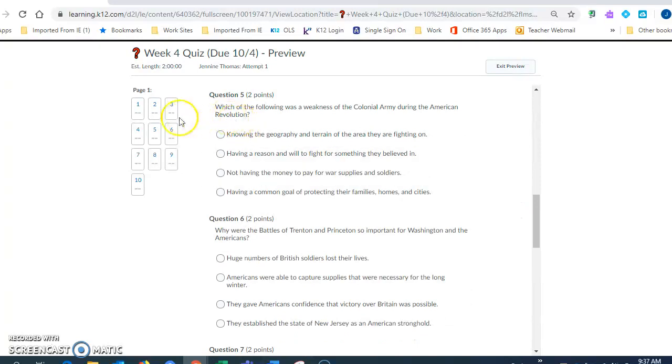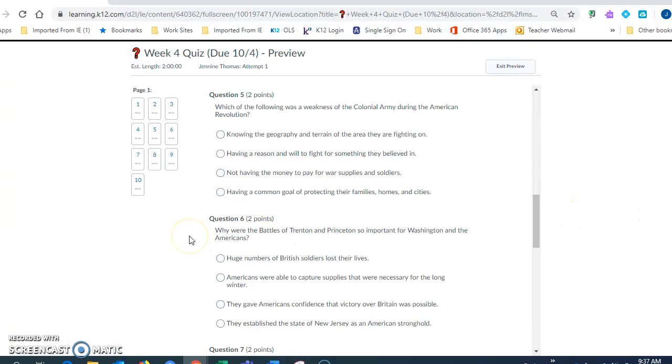Question number 5. Which of the following was a weakness of the colonial army during the American Revolution? Knowing the geography and terrain of the area they are fighting on, having a reason and will to fight for something they believed in, not having the money to pay for war supplies and soldiers, having a common goal of protecting their families' homes and cities.